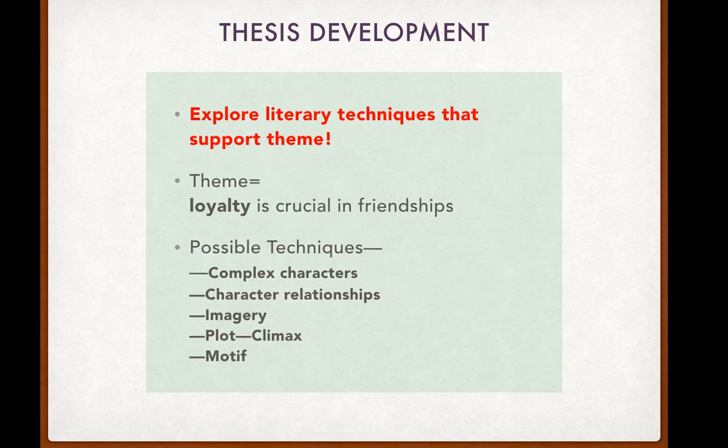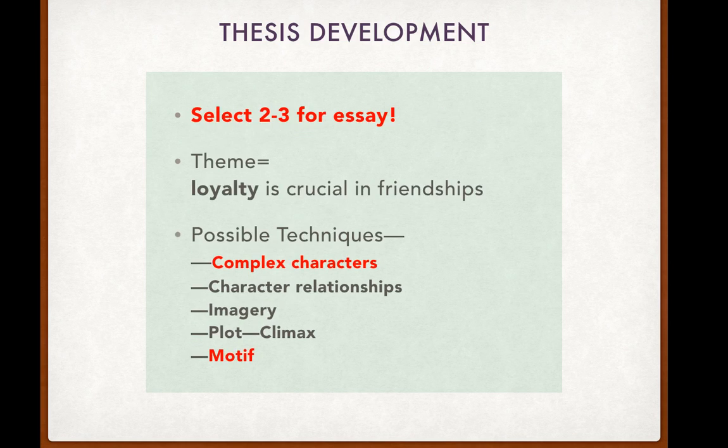Once I know what I want to write about, loyalty is crucial in friendships, that's my theme, then I need to explore the literary techniques that support it. So some possible techniques that I saw in the book that would work were complex characters, character relationships, imagery, the climax of the plot, and motif. There probably are others even. But I want to pick the ones that are going to give me the most I could write about, basically. So you want to select 2 to 3 for an essay.